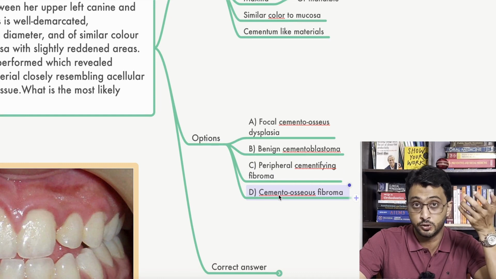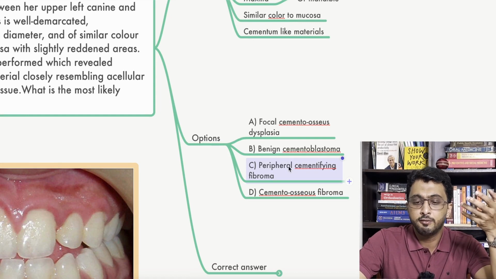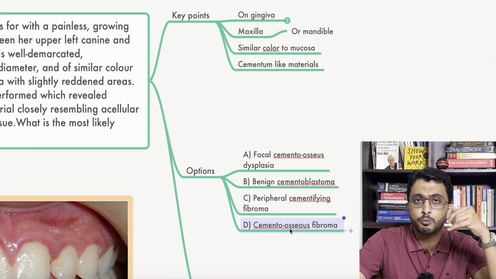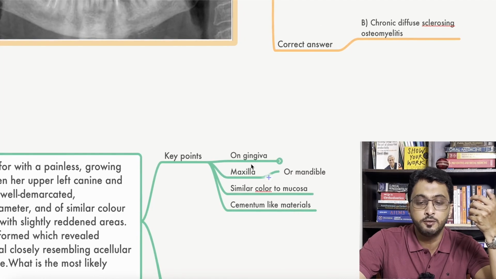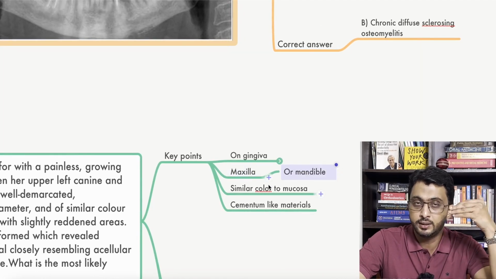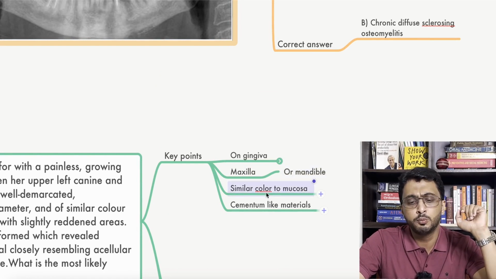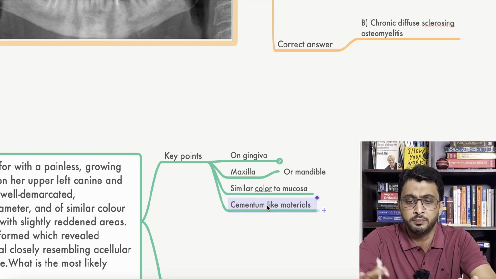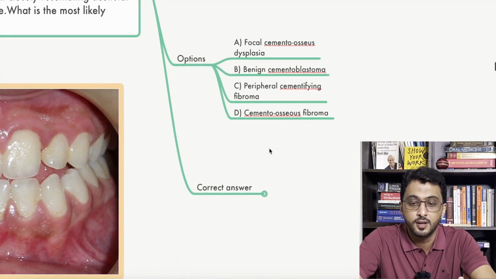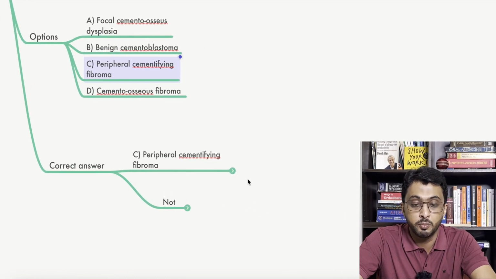Peripheral cementifying fibroma, cemento-osseous fibroma, two fibromas. We'll come to all those fibromas, don't worry. So cementifying fibroma and cemento-osseous fibroma. Cemento-osseous fibroma is more common in mandible. Peripheral cementifying fibroma, which is the soft tissue counterpart, can be seen on maxilla or mandible. Sorry, here they are talking about maxilla, which is the more common location. Similar color to mucosa, cementum-like material, absolutely. Soft tissue lesion, cementum-like material, don't confuse. Jump to peripheral cementifying fibroma, which is the answer. Okay, peripheral cementifying fibroma.